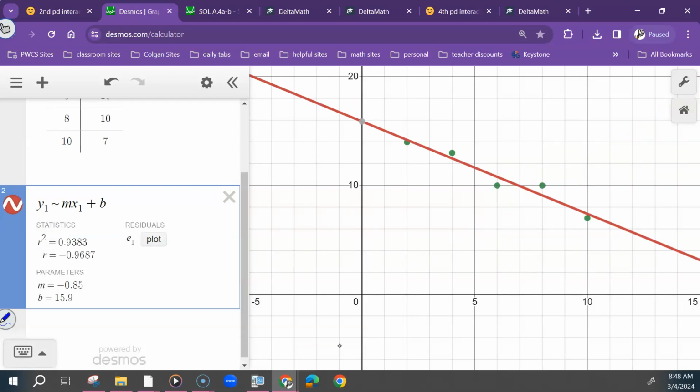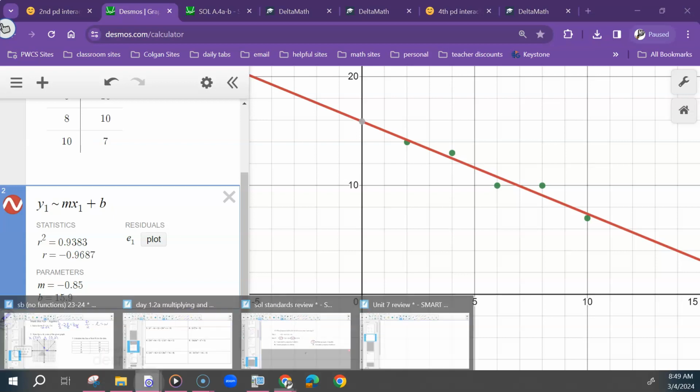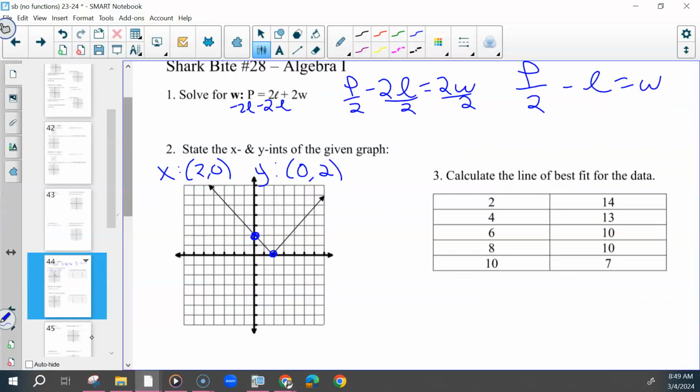And it would give you your slope and y-intercept, and you would put that together in your y equals mx plus b. So y equals negative 0.85x plus 15.9 would be that final answer.